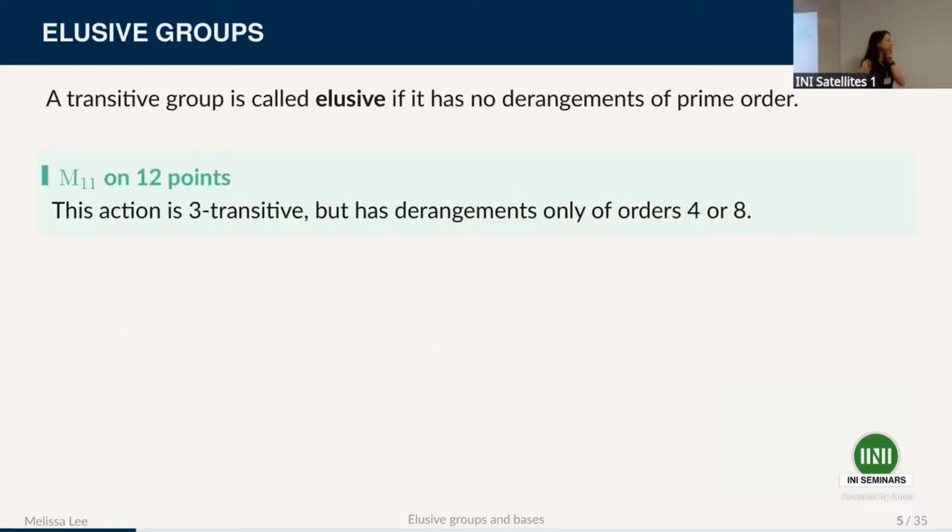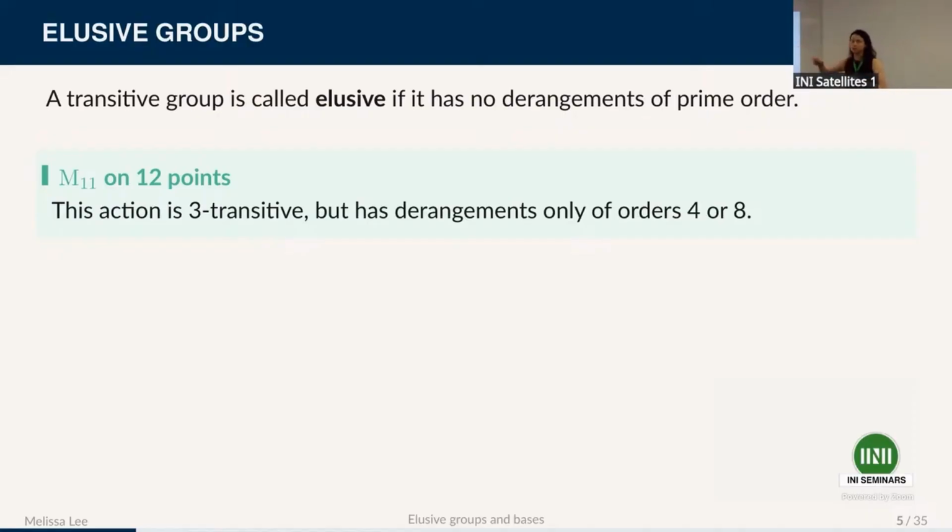An elusive group, then, is a transitive group that has no derangements of prime order. Here's the first example. The Mathieu group M11 on 12 points, this action is 3-transitive. M11 is part of a series of groups, the Mathieu groups, discovered in the late 1800s. Mathieu was interested in groups where instead of being able to map any 1 point to any other 1 point, you ask, can I map any 3 points to any other 3 points, and so on. So this is multiply transitive.